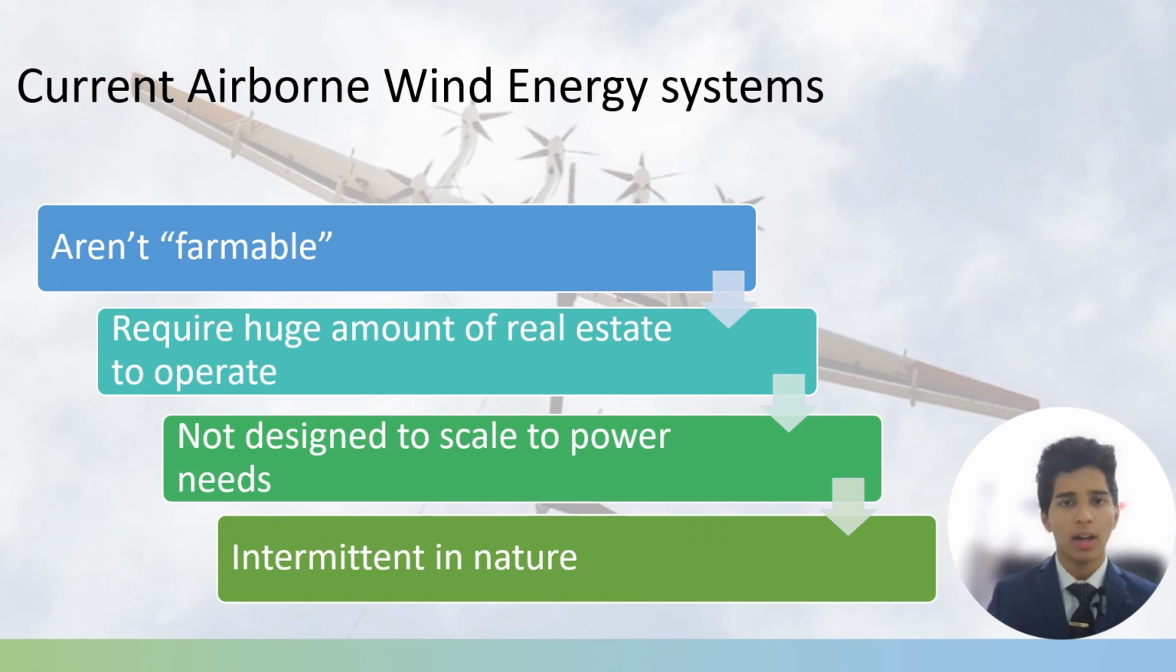Current AWE designs, though, struggle to harness high-altitude wind power scalably. While capable of generating power, they demand substantial real estate and are not designed to be farmable. Although they can produce power in the kilowatt range, these systems cannot reach the megawatt range required by cities. Additionally, most AWEs operate at altitudes below 500 meters, making their power generation intermittent.